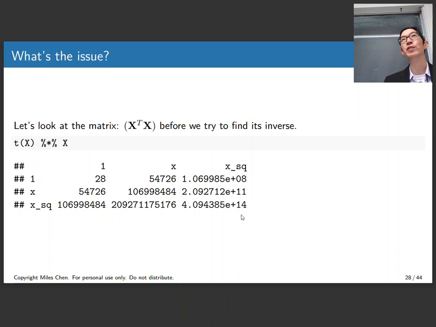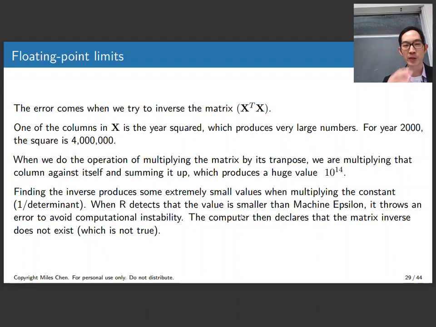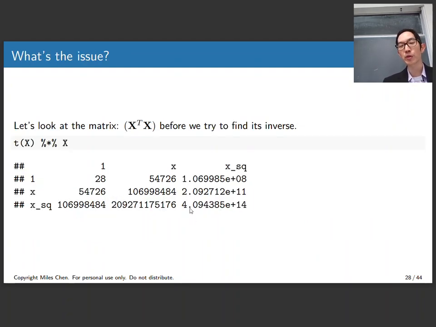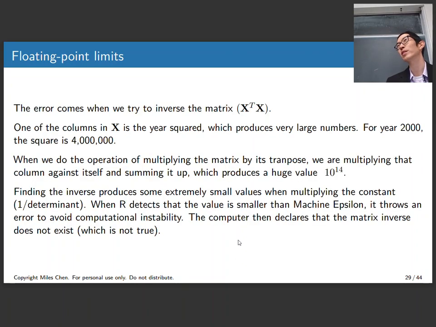And I'm trying to find the inverse of this. When you find the inverse, it involves finding something like the determinant, and then you have this constant where you do 1 divided by the determinant. Now we're dealing with a number where we're basically doing 1 divided by 4 times 10 to the 14, this really big number. And what are our computational limits?